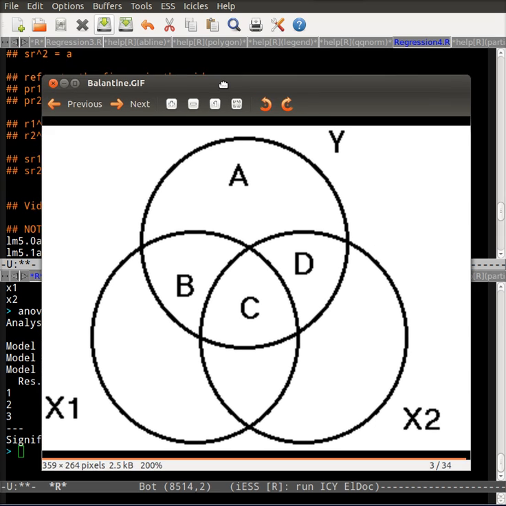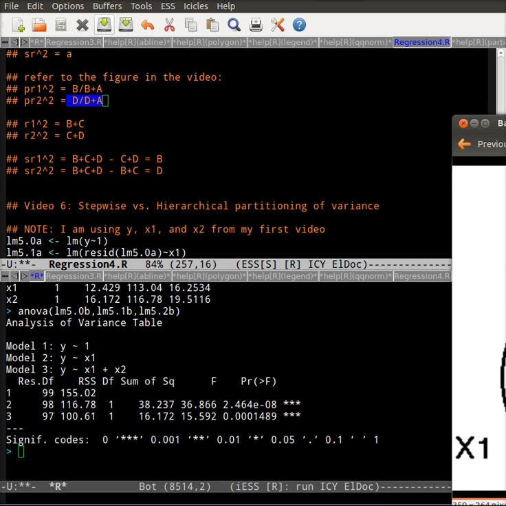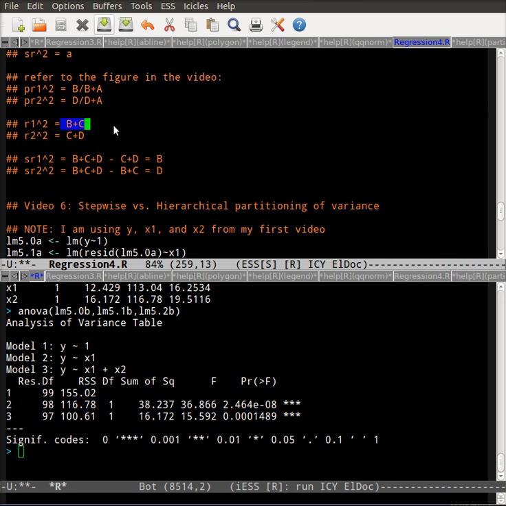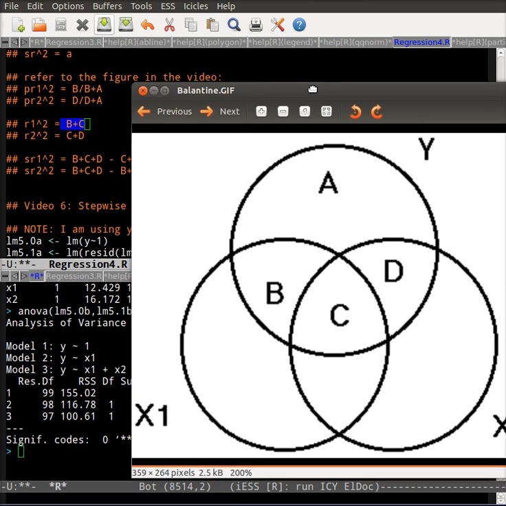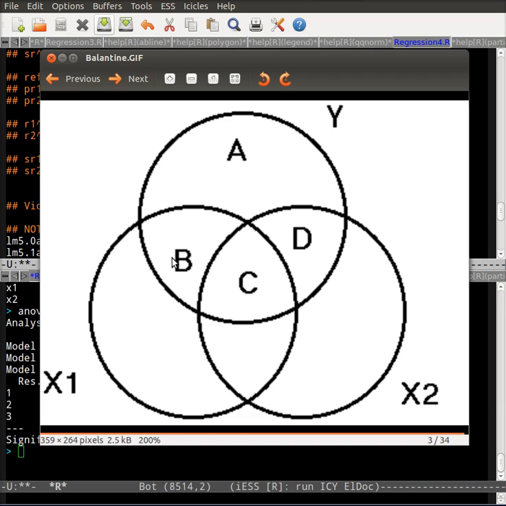Okay, now that's partial correlation coefficients. What happens when we're looking at the correlations themselves? Well, the correlations are pretty simple. The correlation, and this is the coefficient of determination. The coefficient of determination is b plus c. So let's look at why that is. Well, it's b plus c.